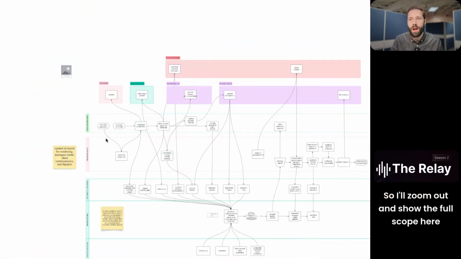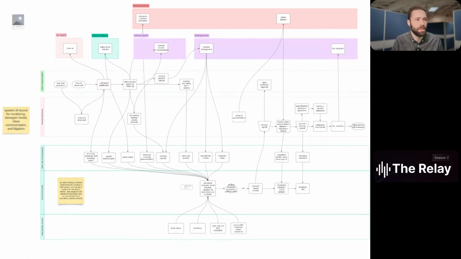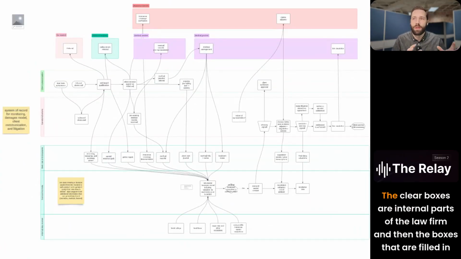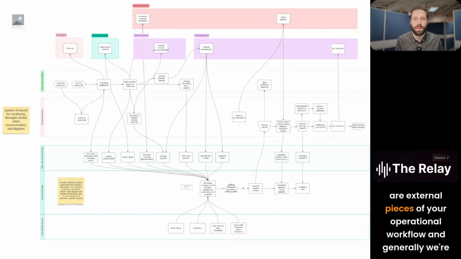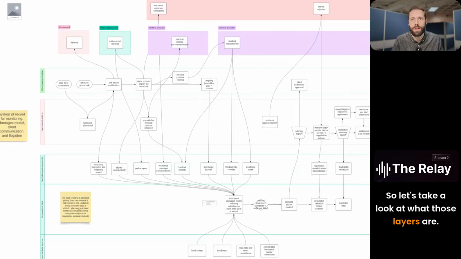Okay, fantastic. So I'll zoom out and show the full scope here. What we're looking at on the flow chart, the clear boxes are internal parts of the law firm, and the boxes that are filled in the background are external pieces of your operational workflow. Generally, we're moving left to right from start to finish, and there are multiple layers here. So let's take a look at what those layers are.